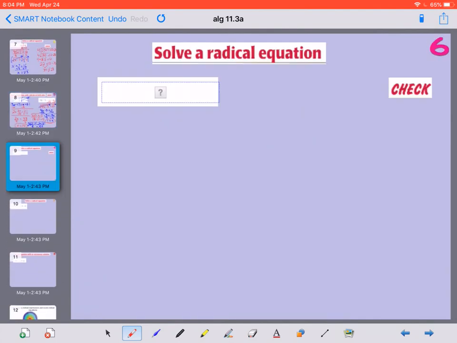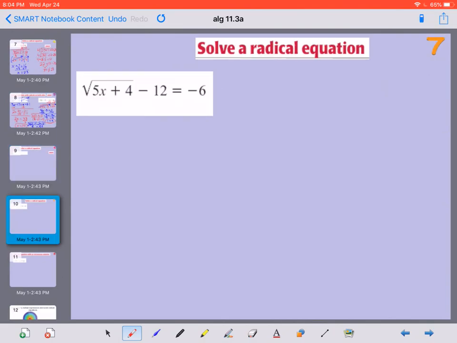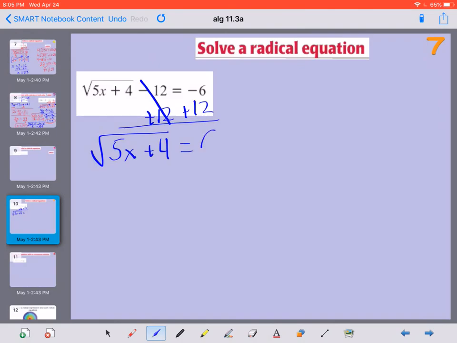Alright, 6 we're going to skip. We're going to go on to 7. Here we need to get rid of everything first, addition or subtraction. So we're going to add 12 to both sides. So we get the square root of 5x plus 4 equals negative 6 plus 12. That's going to give me 6.